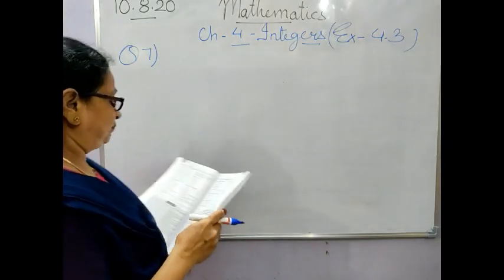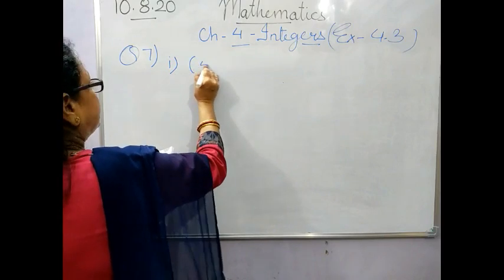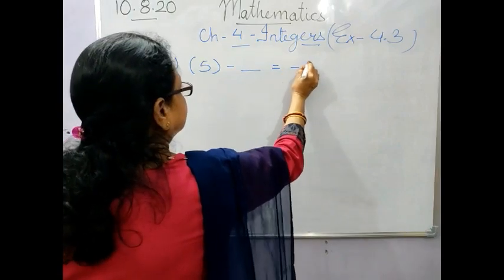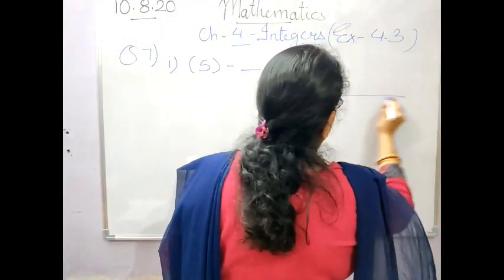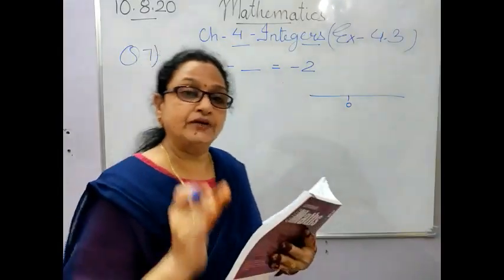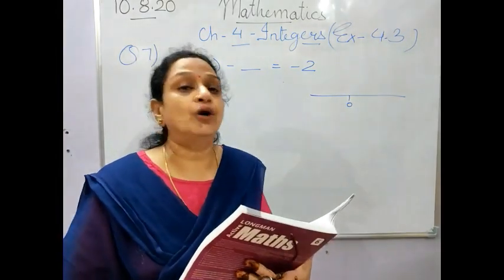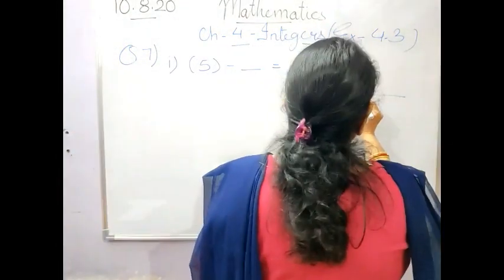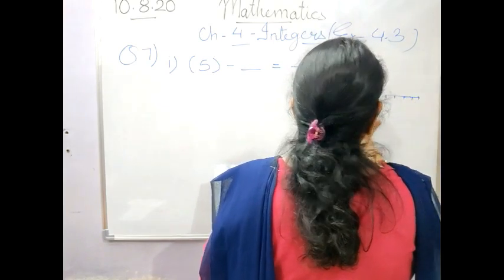Question number 7. The first one, 5 minus dash is equal to minus 2. If you see it on the number line, or if you assume it as X, that we will not be doing, but if you solve it by assuming it as X, it is well and good, but we are not doing it because we have not done algebra. So it is 1, 2, 3, 4, 5, 6, 7.